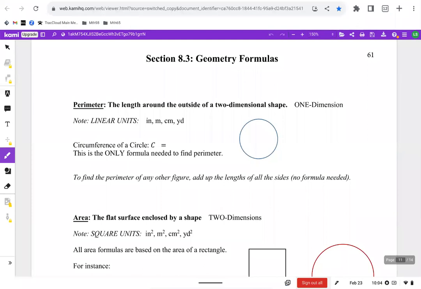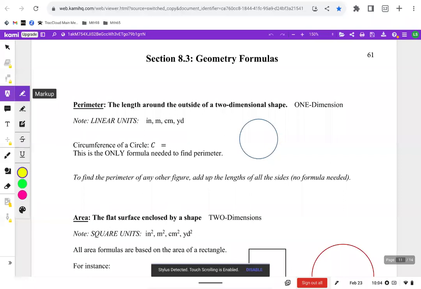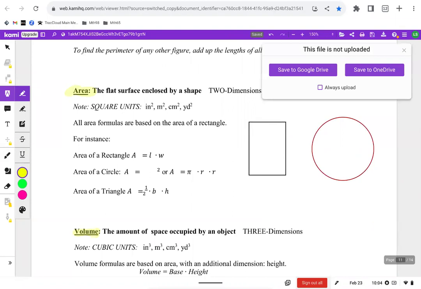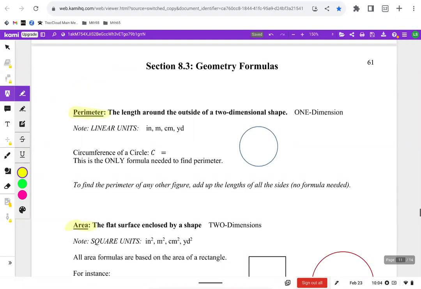So we're on page 61 in the packet, and on this page, it tries to give an overview of the way we can group and think about geometry formulas. When you're looking at a situation with geometry, one way to center yourself and figure out what you're looking at is to think about whether we're talking about perimeter, area, or volume. And each of these has different similarities.